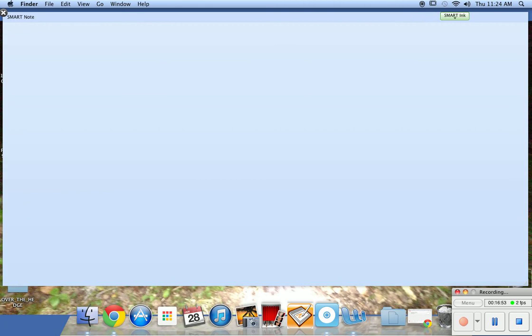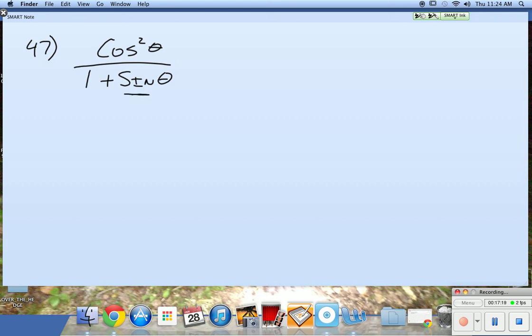Let's take a look at number 47. Cosine squared of theta over 1 plus sine of theta. Well, we're going to go back and look at that cosine squared. I want to break that down because I know I'm using a sine in here. I can't really do anything with that 1 plus sine of theta.